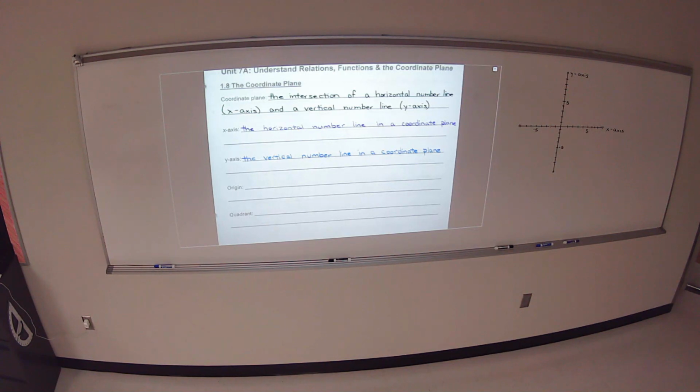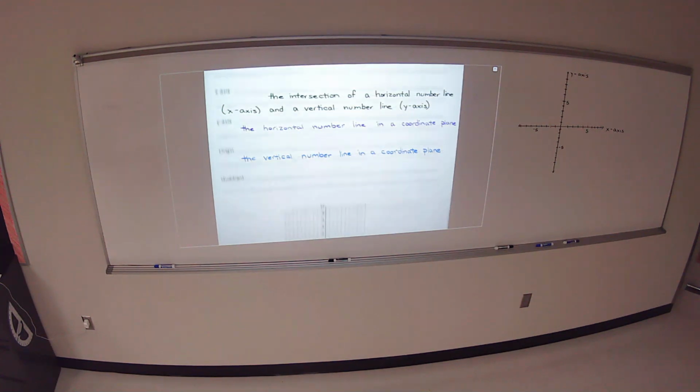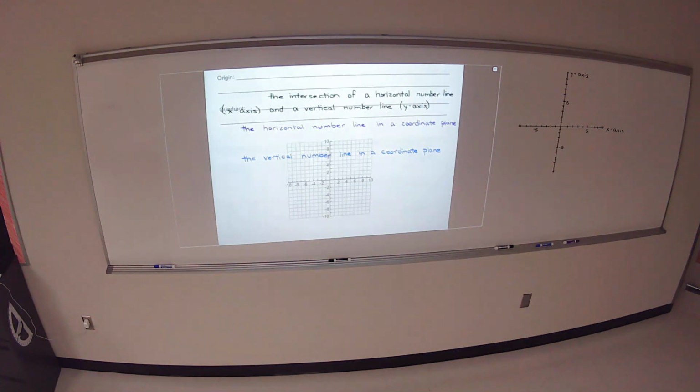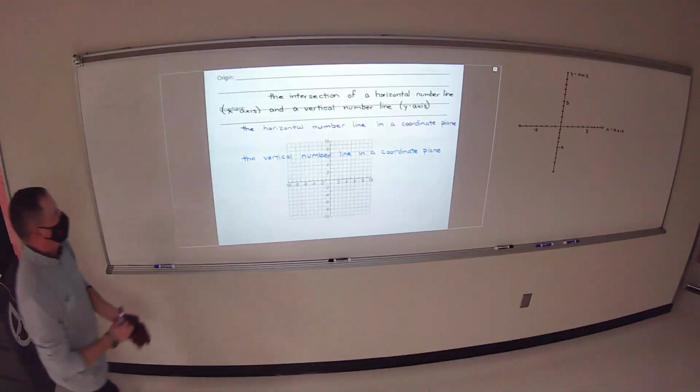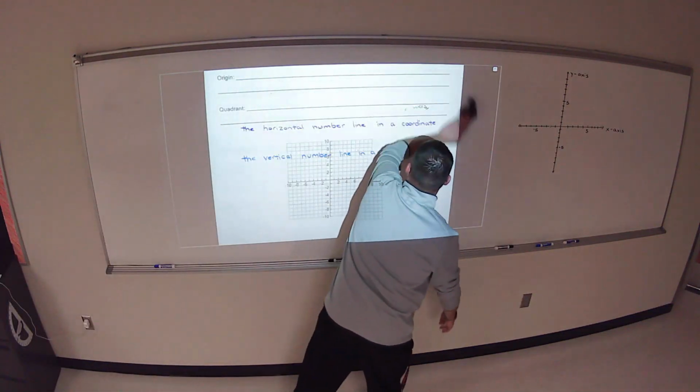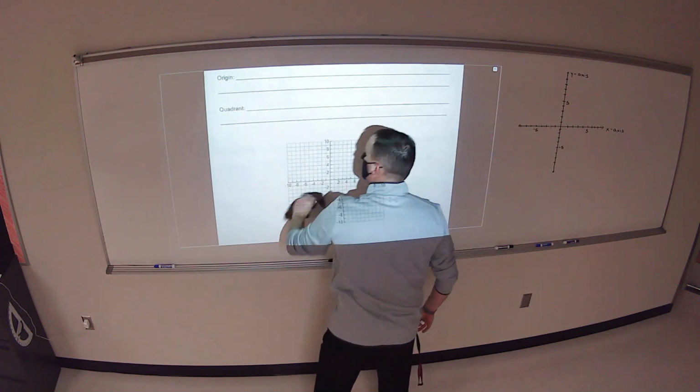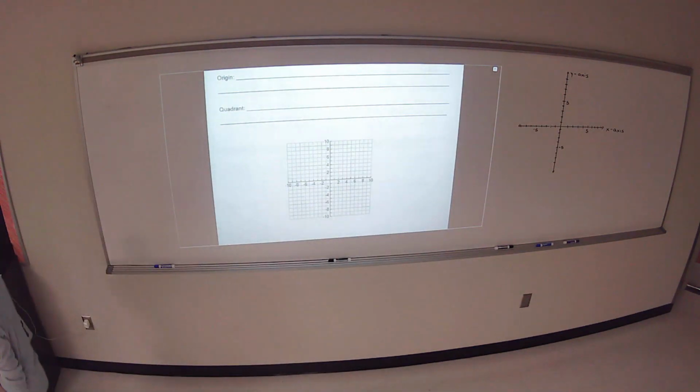All right. Now I got two more vocabulary terms, and then I'm going to try and bring everything together. I purposely put a picture of the coordinate plane here so we can take all of our vocabulary terms and bring them together in one big idea. So the next is the origin. Anyone know what the origin is?